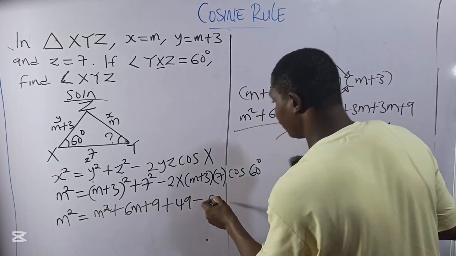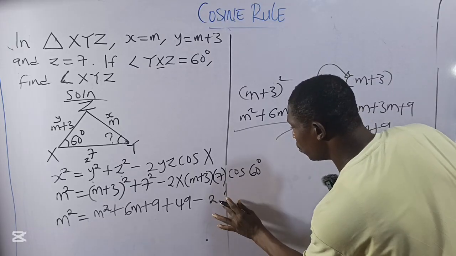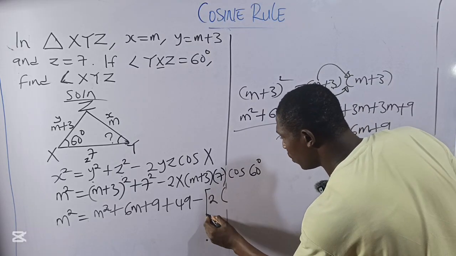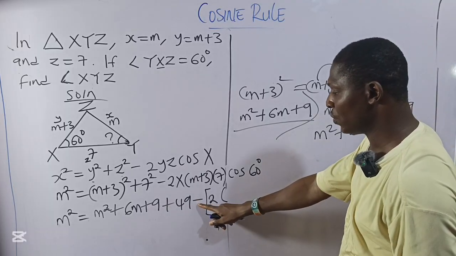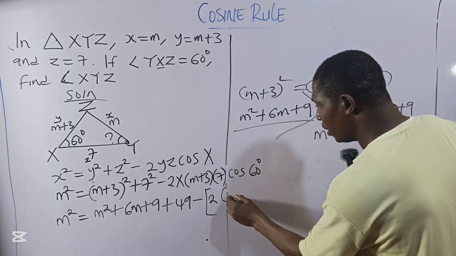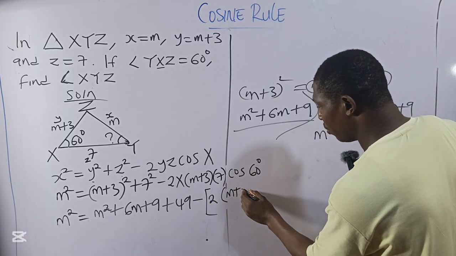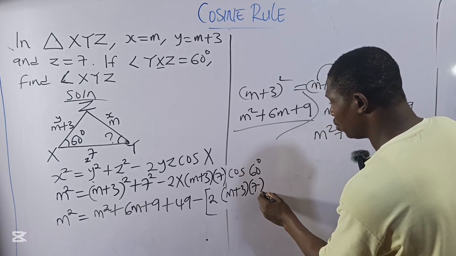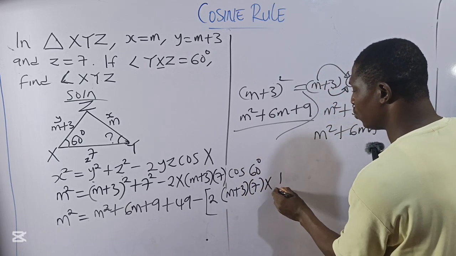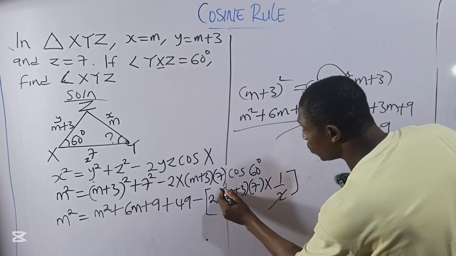Minus 2, in brackets. Put a square bracket here, please, because you are going to solve everything as one before you use it with this negative sign. So I have 2 brackets, m plus 3 in brackets, 7, close bracket, times cos 60, which is 1 over 2. Take note, the 2 can cancel.